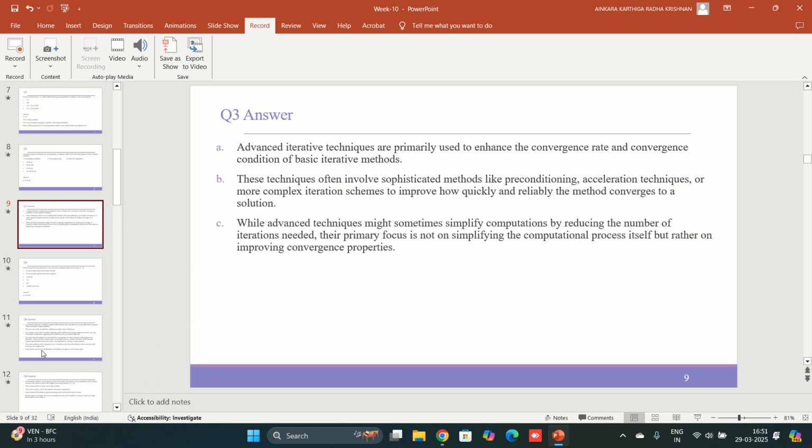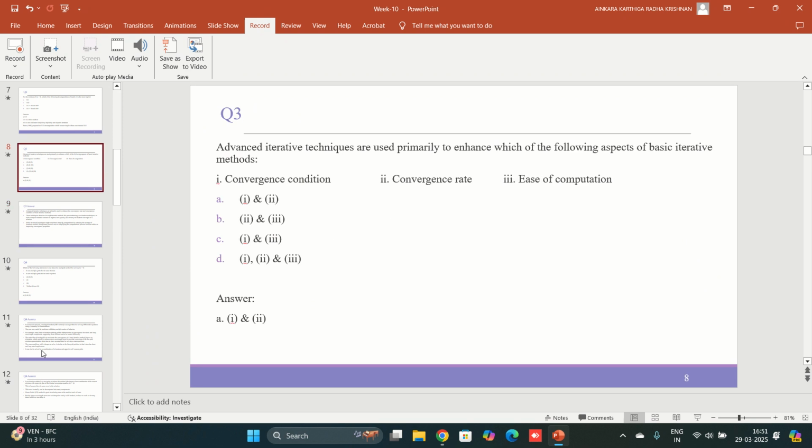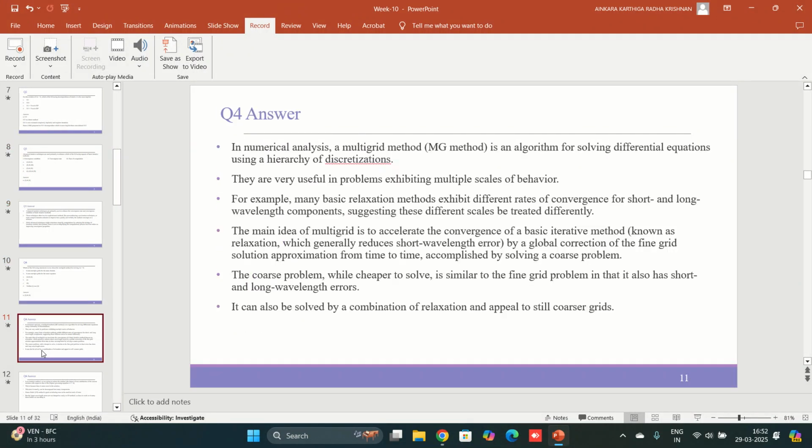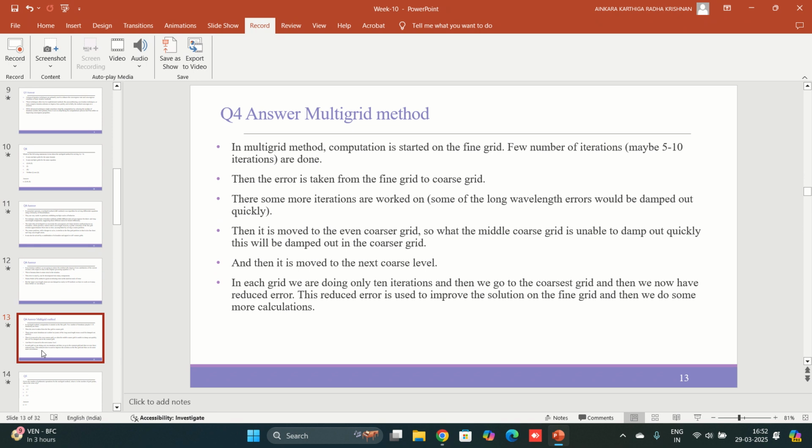So again, we have seen about the multigrid method, and advanced iterative techniques are used to have a better convergence condition and convergence rate. And apart from that, we have seen more detail about multigrid method, wherein we observe that we are going from finer grid to coarser grid to further coarser grid. Why? Because only then we can damp the large wavelength error, which will not be damped at the finer grids.